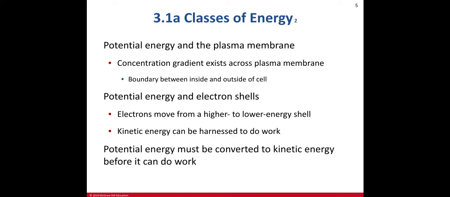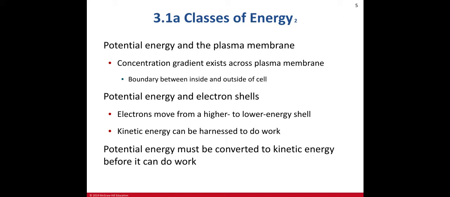So, if we're looking at the human body specifically, where are we finding these different types of energies? Well, potential energy we find a lot at the plasma membrane. So, there will be a concentration gradient of different solutes, usually an ion, where it'll be more available on one side of the membrane than the other. And that concentration gradient is holding that potential energy. And of course, we know that our plasma membrane, that's just the cell membrane. It's the boundary between inside and outside of the cell, in case you forgot what that meant.